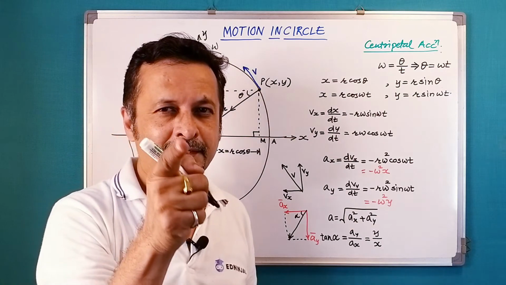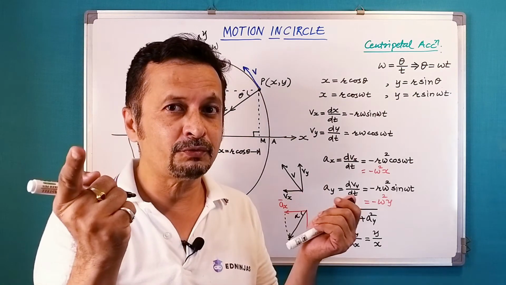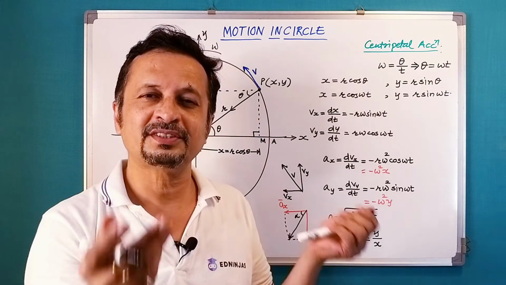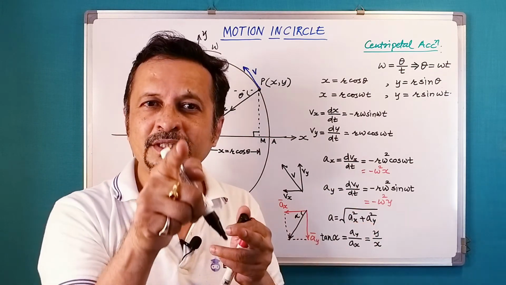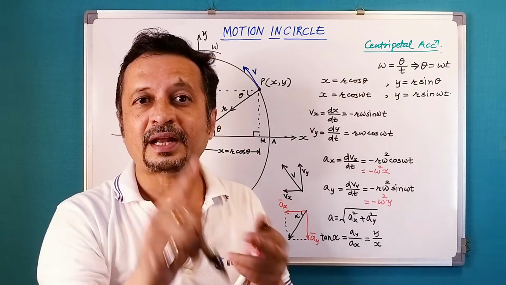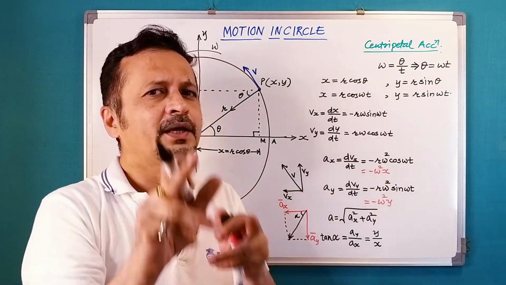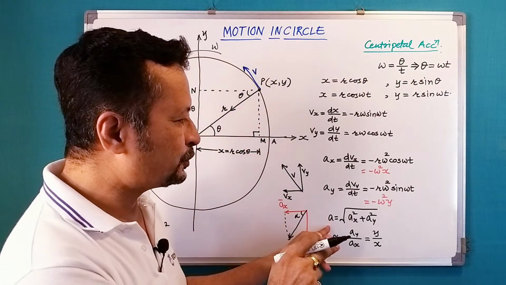So it is acting along the radius, right? It is proved here: acceleration is acting along the radius and towards the center, correct? That means it is center seeking acceleration. That means it is centripetal acceleration, correct? So it has been proved. Let us see what is the magnitude over here.